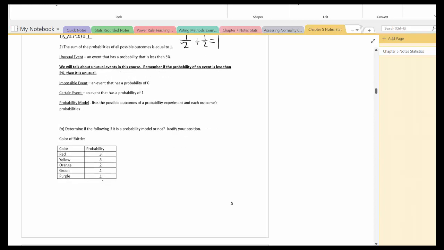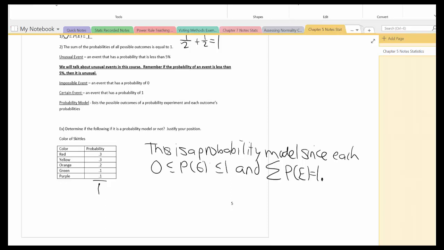So the next thing we need to do is to add up the probabilities. Adding those up, that is 1. So this is a probability model, and I'll write this out now. This is a probability model since each probability is in between 0 and 1, inclusive. And when I take the sum of all the probabilities, they do add up to equal 1.